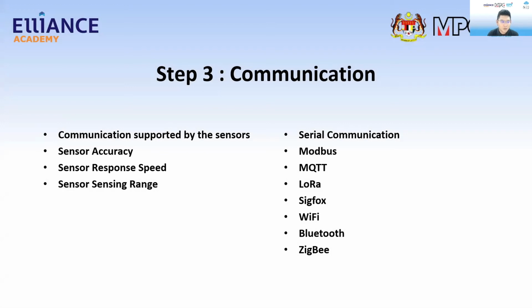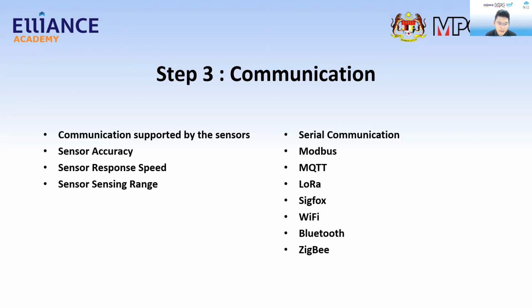So the next step is communication. How does the sensor communicate with the gateway? The communication supported by sensors includes serial communication, Modbus, MQTT, LoRa, Sigfox, Wi-Fi, Bluetooth, and Zigbee. There is a range of communication protocols used by different sensors, so you need to check whether the sensor's protocol is compatible with this Arduino or this Raspberry Pi.